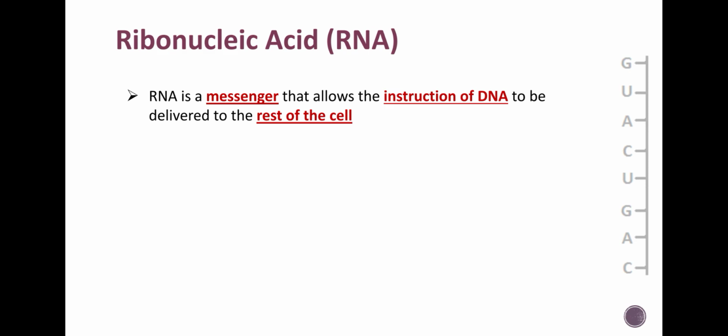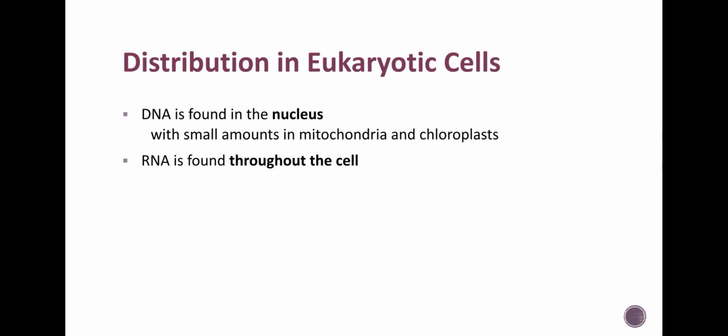Let's have a recap of the distribution of the nucleic acid inside a cell. Take note that DNA is found in the nucleus, with small amounts in the mitochondria and chloroplast, while RNA is found all throughout the cell. All nucleic acid molecules are polymers. A nucleic acid is a polymer in which the monomer units are nucleotides.